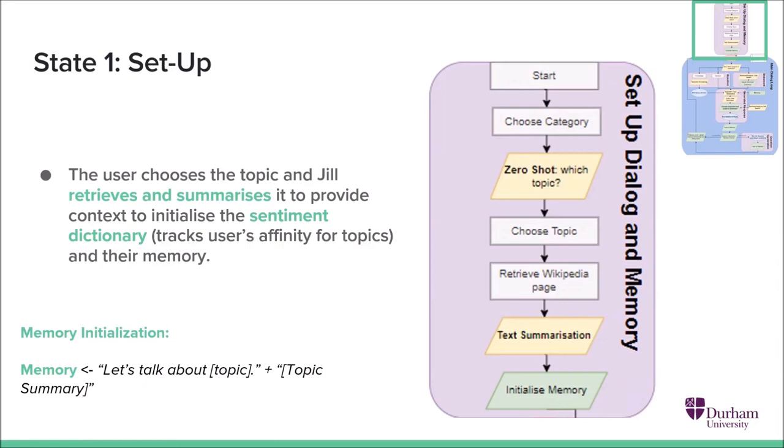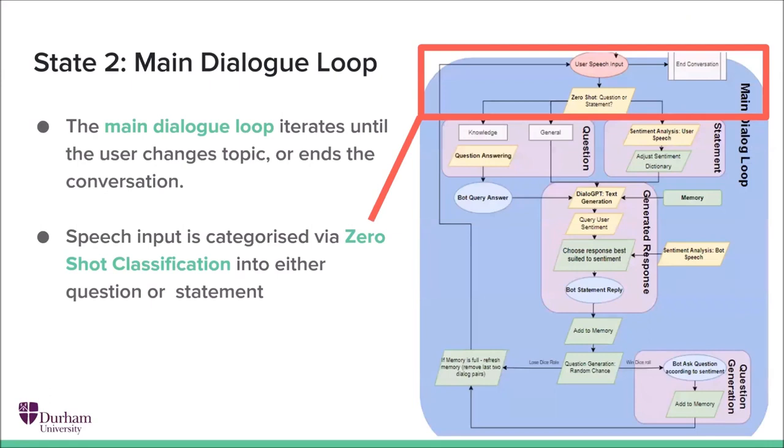And Jill does a Wikipedia API query, pulls the page, does a summarization of it, and stores it aside for question answering later on. And this is also used to initialize the memory to provide context to Jill about what we're talking about. So let's have a look at the main dialogue loop.